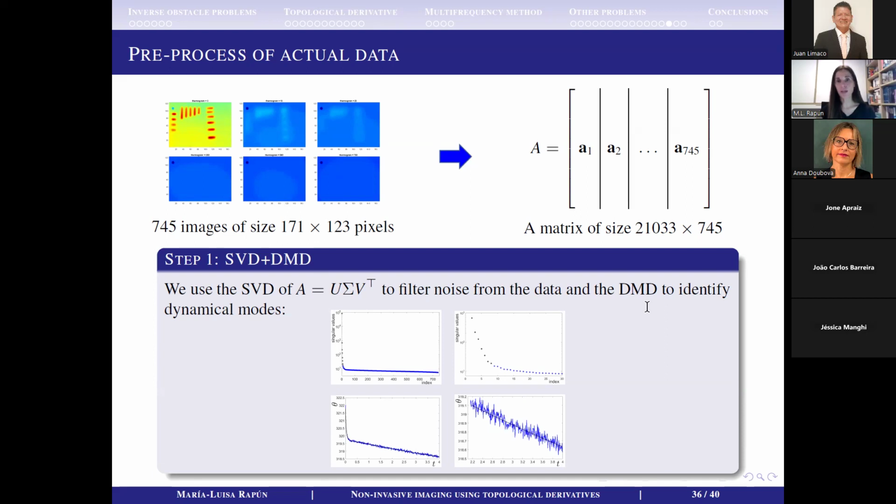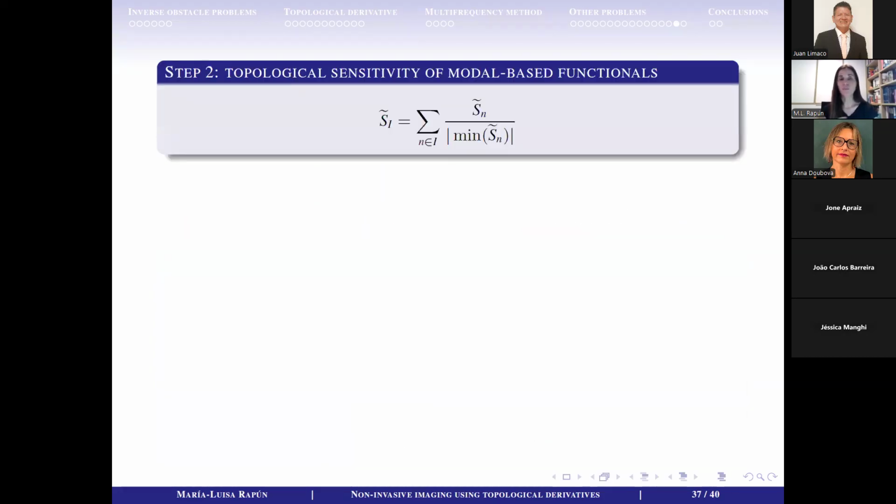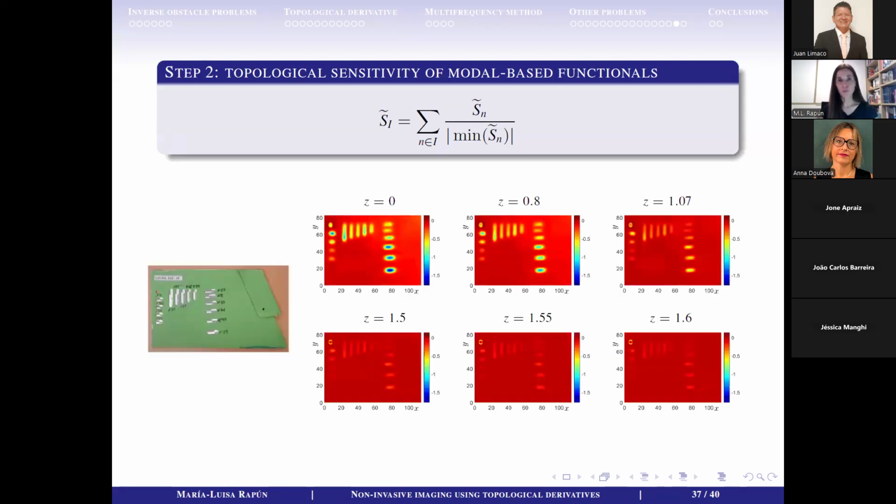And then the next step was to use the dynamic mode decomposition, which is a technique which is very well known in the computational fluid dynamics community. And this provides a decomposition of the time-dependent solution as a combination of modes that only depend on space and some coefficients that depend on time, okay? And then the idea was to process these modes that only depend on space by using the topological derivative. Okay, so I'm going to skip the details because I'm running out of time.